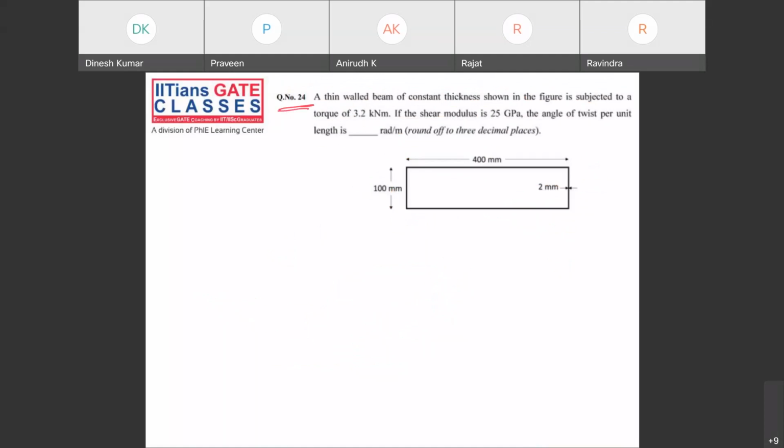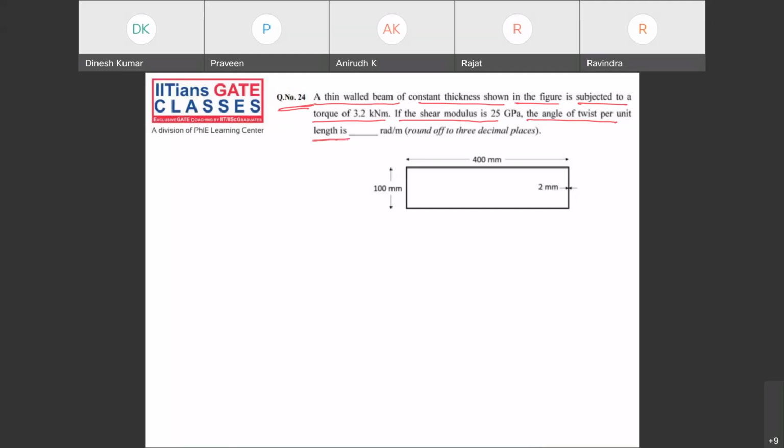So let's move to question number 24. Read this question. A thin walled beam of constant thickness shown in the figure is subjected to a torque of 3.2 kilonewton meter. If the shear modulus is 25 gigapascal, the angle of twist per unit length is?